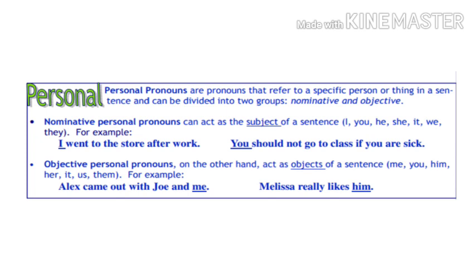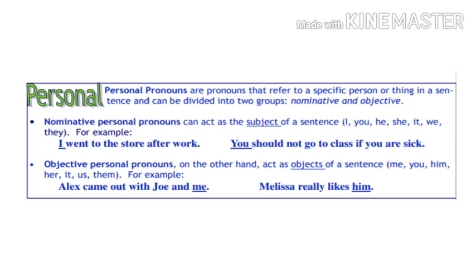Now if I talk about objective personal pronoun, well, objective personal pronoun clearly suggests that it replaces object, which means that it is used in place of object in a sentence. So few objective personal pronouns are like me, you, him, her, it, us, them. Let's see one example. Alex came out with Joe and me.